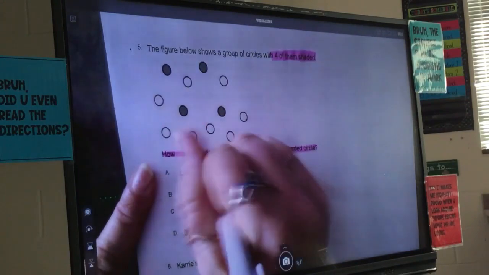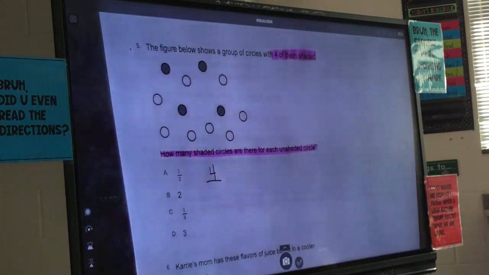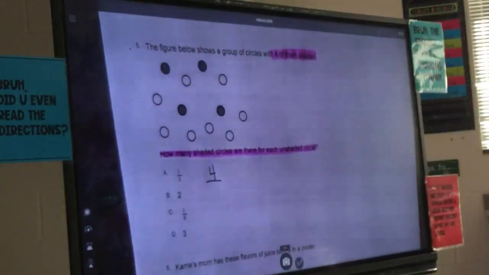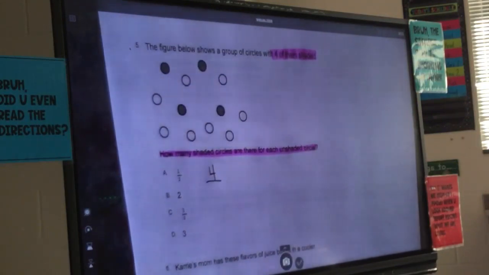Okay, so if you count the unshaded circles, you get 8, but then you gotta add the 4 shaded ones. Why? Because did it ask you for the total? What is the question asking?